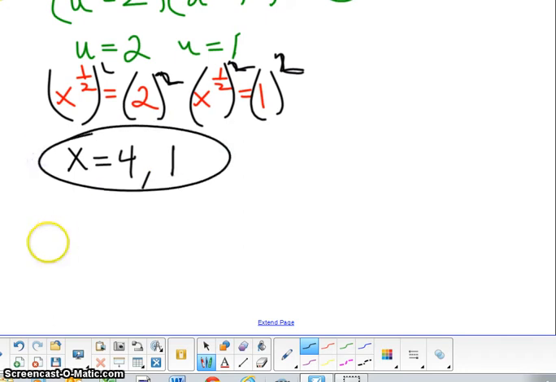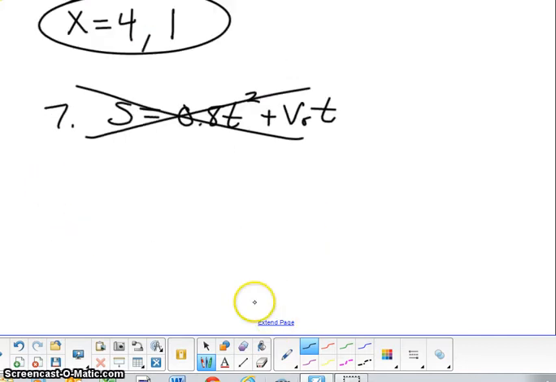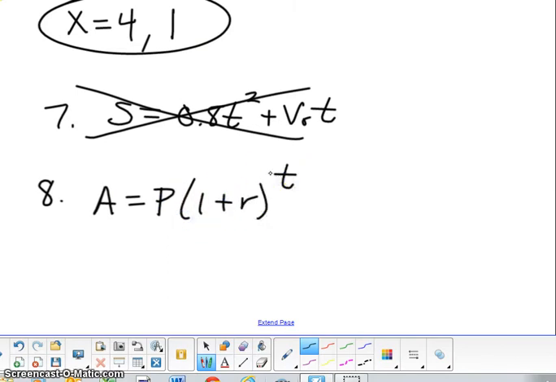Okay, number 7. The formula is a good idea to write down first. But I recall saying in class that I'm not going to do a velocity problem, so I'm just going to go ahead and go to 8, because you are going to see the interest rate problems.